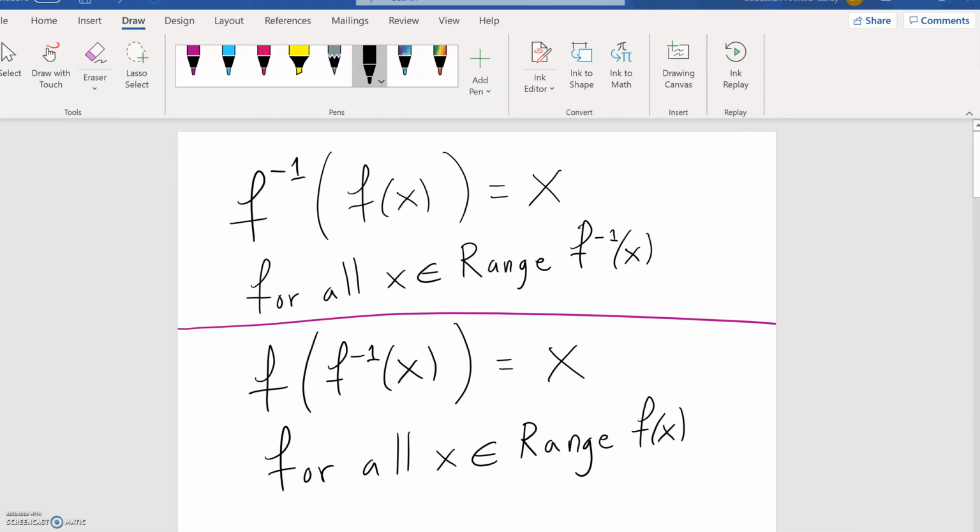If you have f inverse evaluated at f of x, this will be equal to x for all x's within the range of f inverse. Likewise, if you look at f composed with f inverse of x, this will also be equal to x for all x inside the range of the original function f of x.